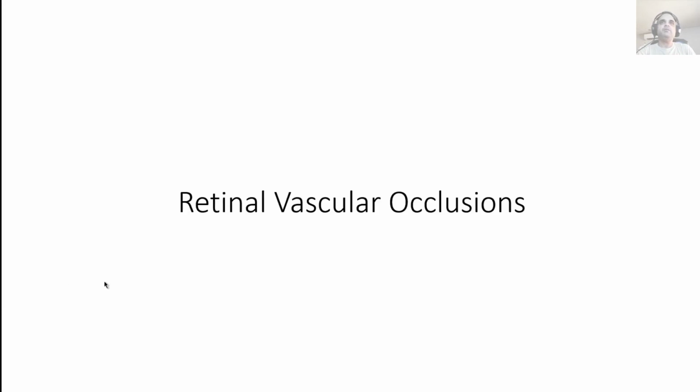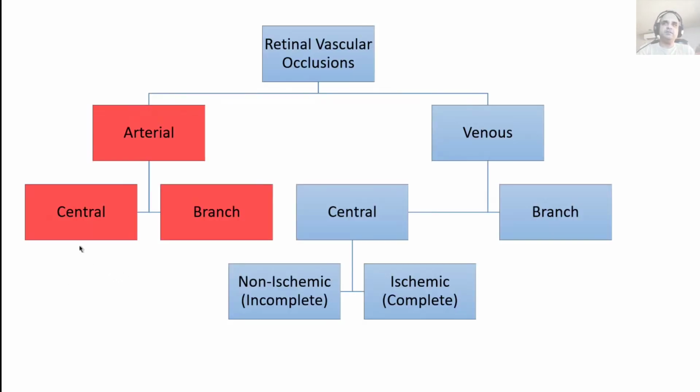Now we'll be talking about retinal vascular occlusions, and this is their classification: arterial and venous. Arterial is classified into central and branch, as is venous. The difference is that the central venous occlusion is further subclassified as non-ischemic or ischemic. We'll see what that is about.